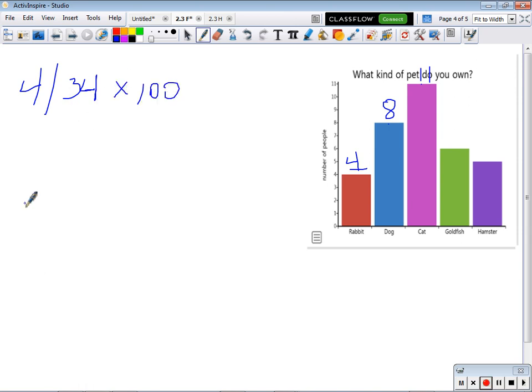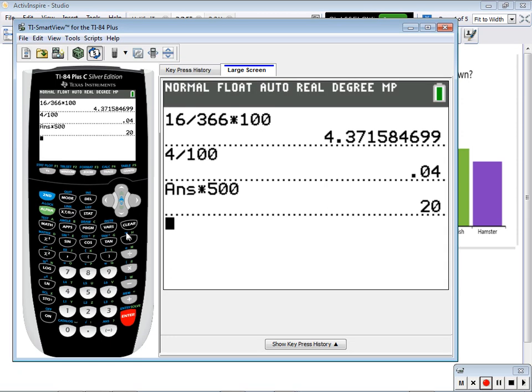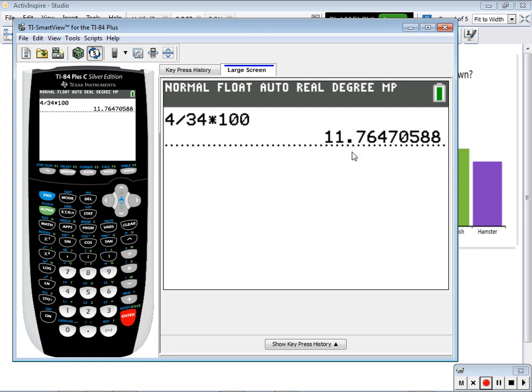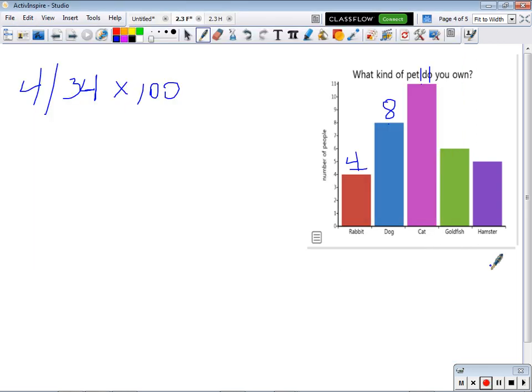So if I do 4 divided by 34 times 100, this comes out to be 11.7, so since it's 0.7, let's call it 12%. So this would be 12% of the students owned a rabbit. Question number 5 says, what percentage of students owned a goldfish?